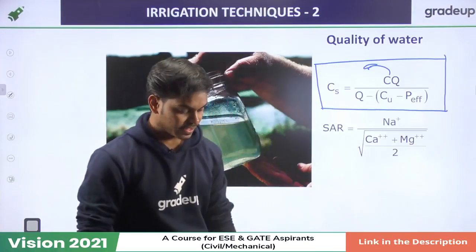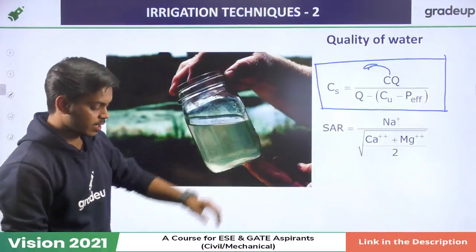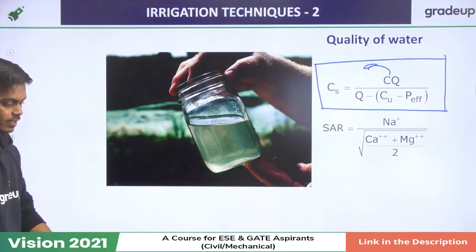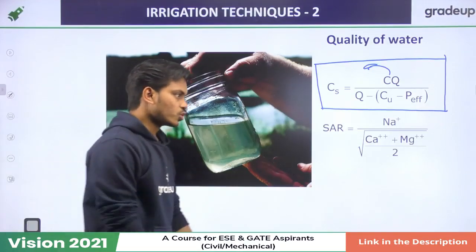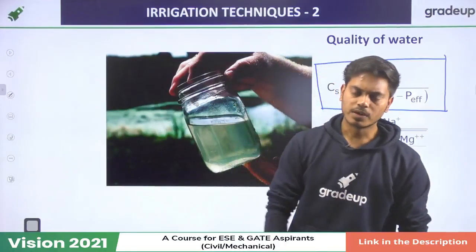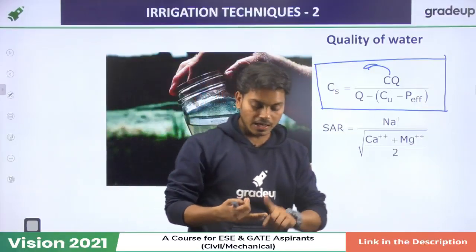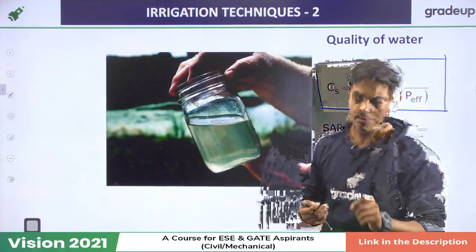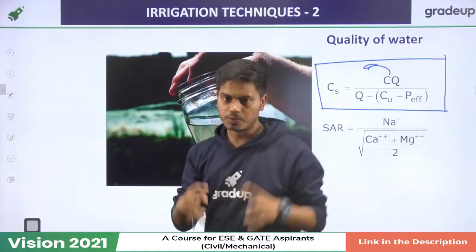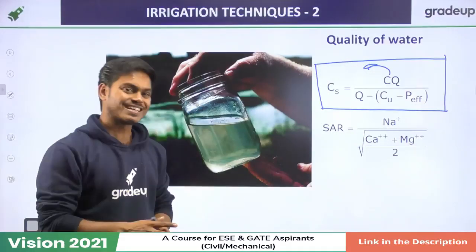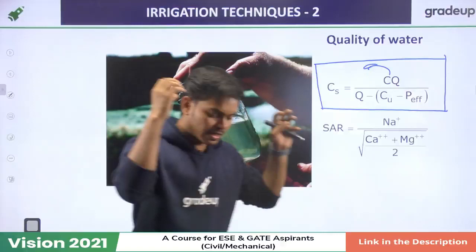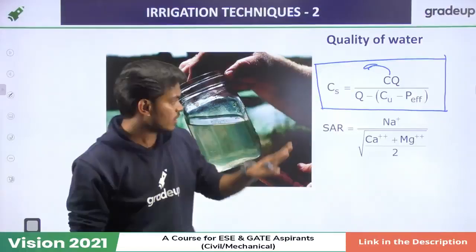Let's see what we have next. SAR. What is SAR? Let's see. Any polluted water could have calcium, magnesium and sodium, a very small amount of sodium in its composition. These constituents can be harmful for our particular soil.